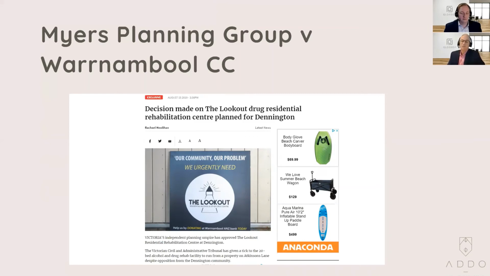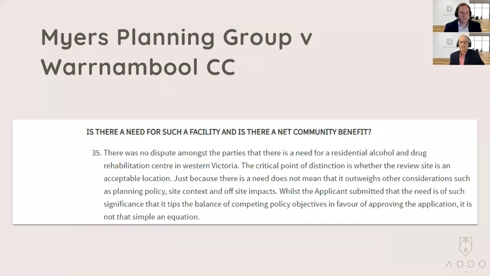Now, in this case, this issue of planning need was considered by the Tribunal, and the benefits and disbenefits of the proposal were considered. What was, I think, relevant in this case is what is the community? And of course, what is the scale on which we might determine how a community benefit or disbenefit is calculated? So in this case, the Tribunal looked at need and it said, well, there's clearly a need for this residential alcohol and drug rehabilitation centre in Western Victoria. It's quite different to the arguments put forward for the Doherty Institute, where it had to go on that particular site, given its locational attributes. This centre could have gone on another site.